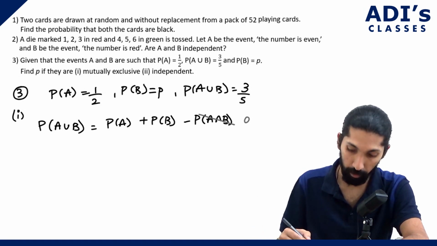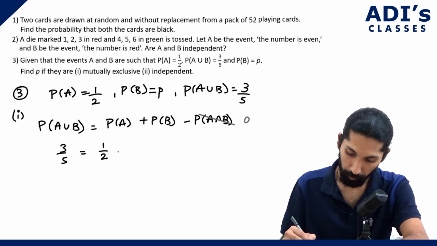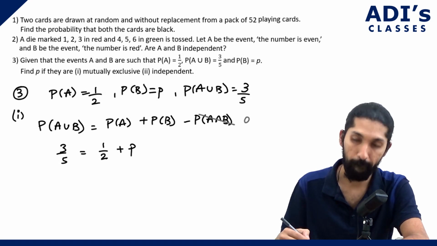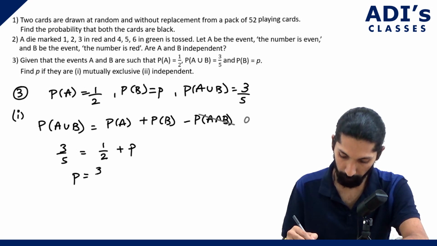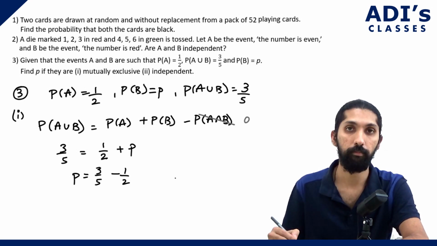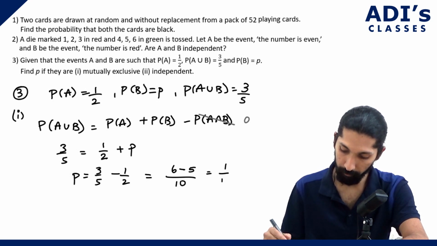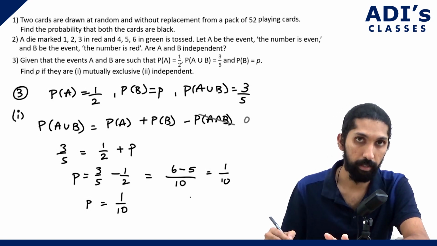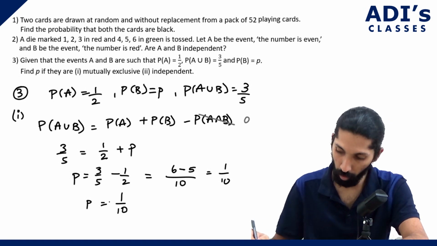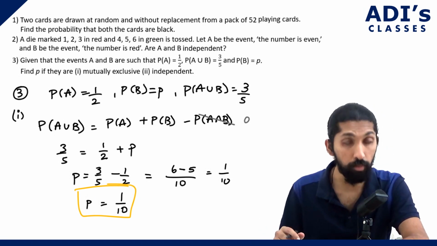Now, P of A union B, 3 by 5, is equal to 1 by 2 plus P of B, which is P, isn't it? So if you want to find the value of P, P is equal to 3 by 5 minus 1 by 2, correct? So this is going to give us, 10 is the LCM, 6 minus 5, that's 1 out of 10. So the P value is going to be 1 by 10. Make sense? So this is the value of P. This is the answer when the two events are mutually exclusive.